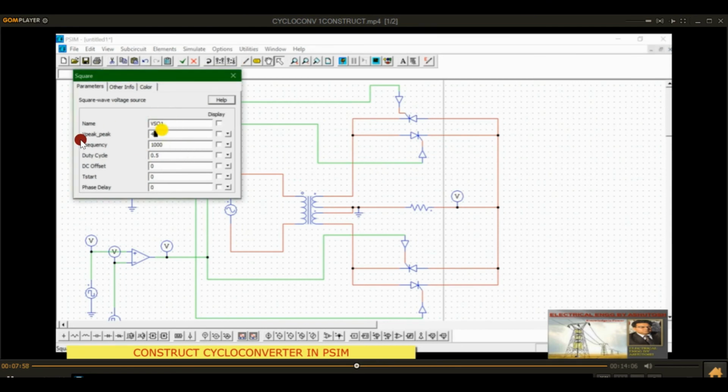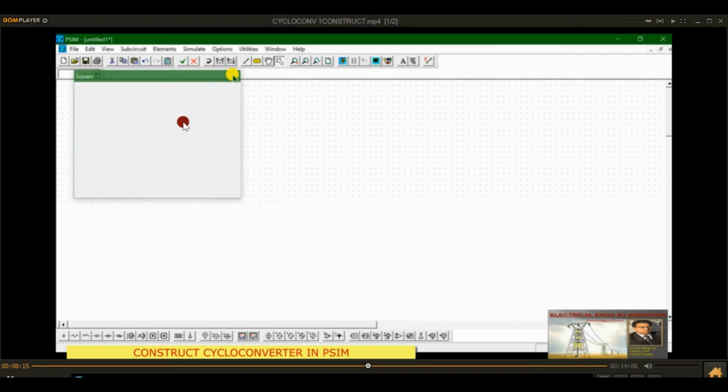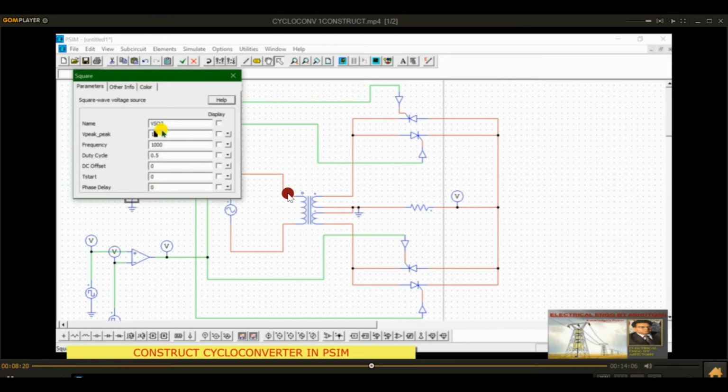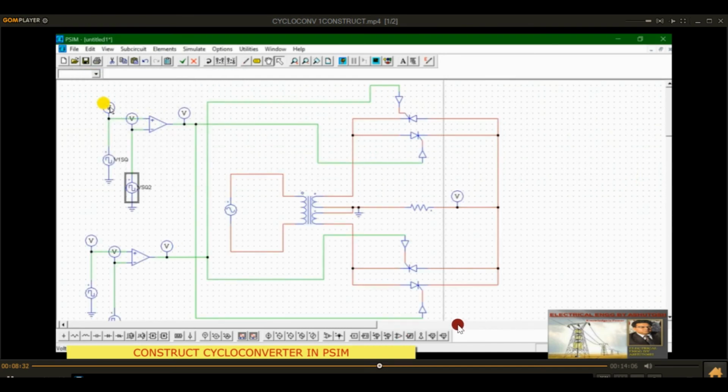Okay, so just double click the left one and put the frequency. How much frequency? 100 hertz. Duty cycle 0.5. Okay, I have selected 0.5 and frequency 100 hertz. So this is square wave generator voltage 1 and this is the second voltage. So here you have to put how much frequency? It is going to be 25 hertz.